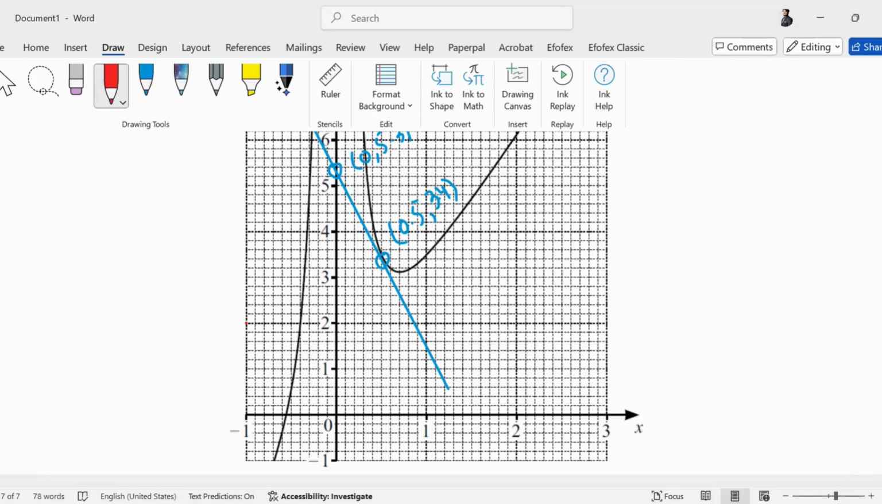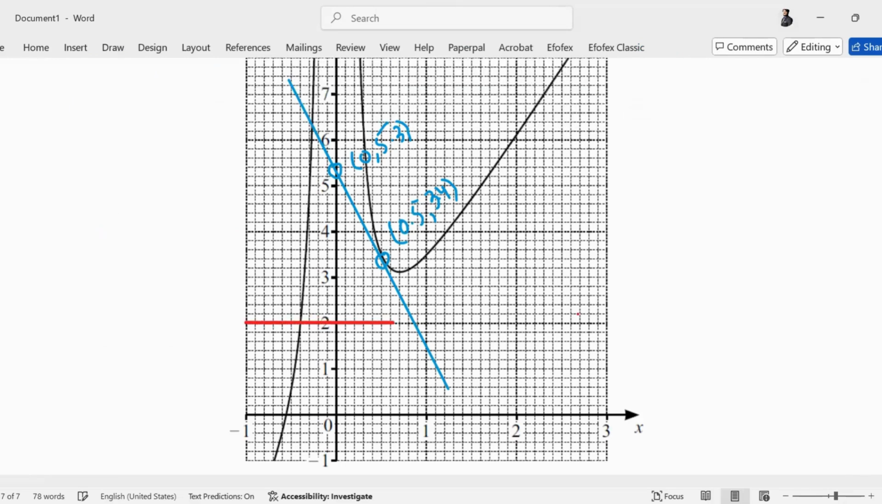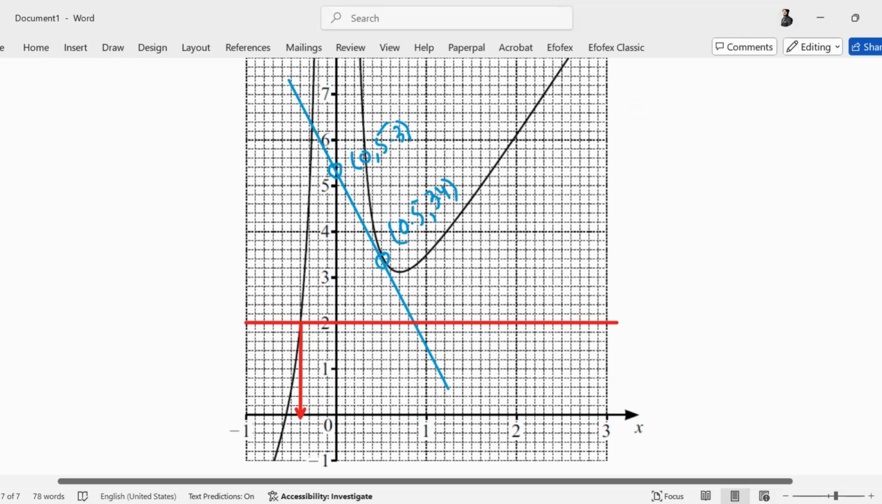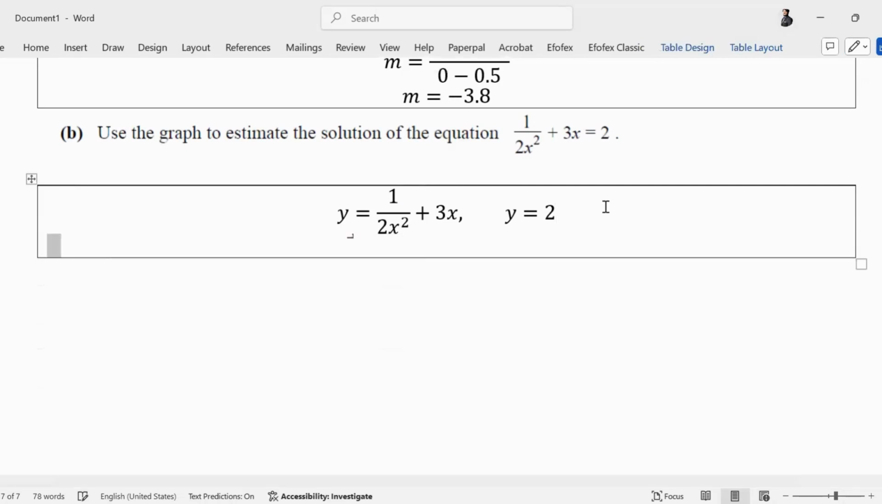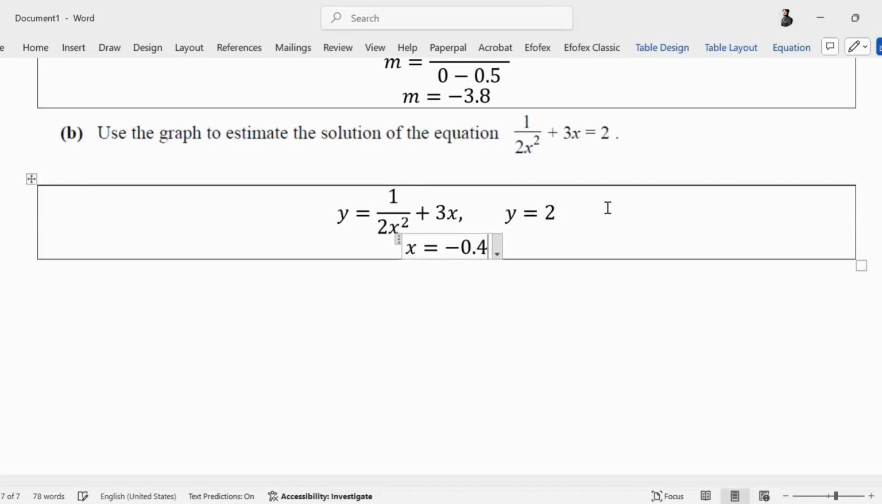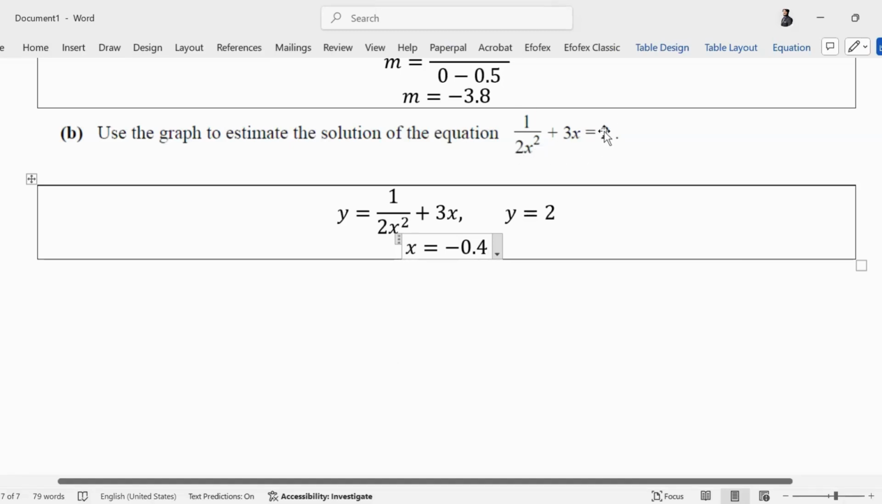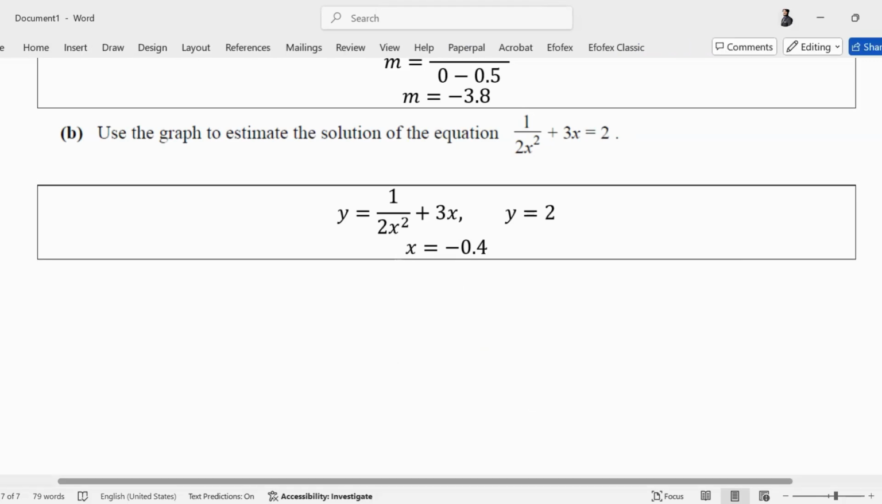Y equals 2 is a line over here. And where does it intersect? We need to find the x coordinate, which is minus 0.1, 2, 3, and 4, minus 0.4. So the solution is x is minus 0.4. Remember, we are technically solving this equation, and this equation only has x as the unknown. So I only need to write the x coordinate of the point of intersection.